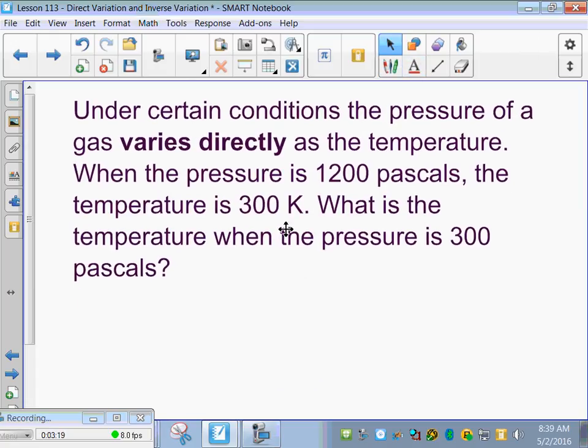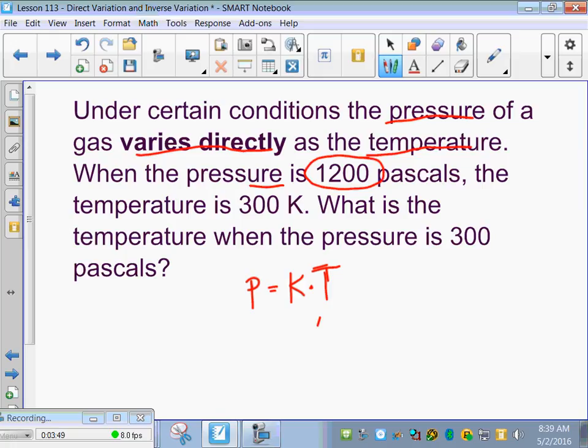Okay, under certain conditions, the pressure of gas varies directly as the temperature. All right, so pressure varies directly as temperature. That means we're going to do P equals K times T. It's always K times when you see varies directly, all right? All right, so that's first step is the equation. Now we plug in the points they give us. When the pressure is 1200 pascals, the temperature is 300 kelvins. All right, so when the pressure is 1200, the temperature is 300.